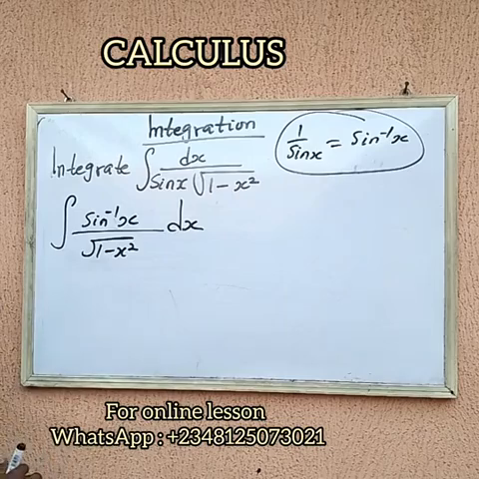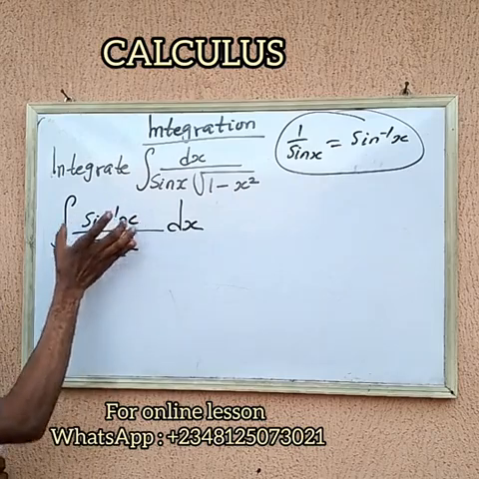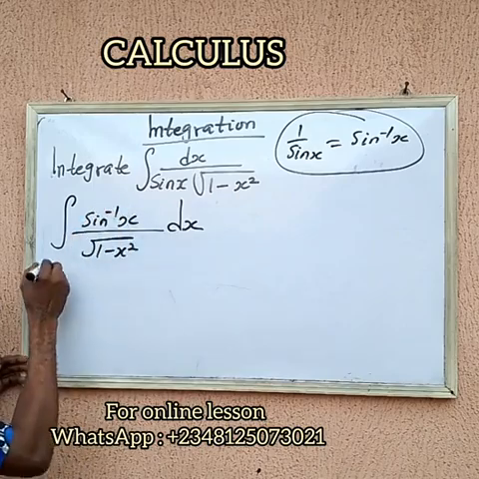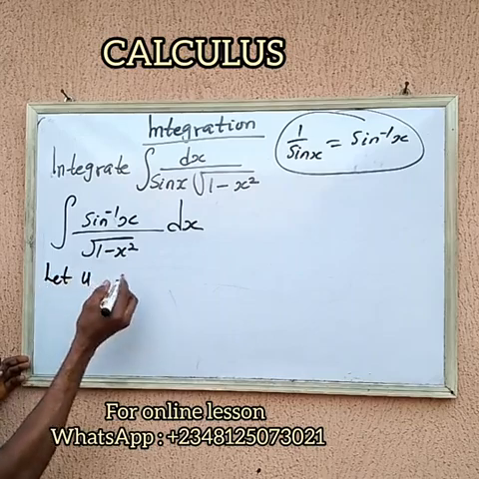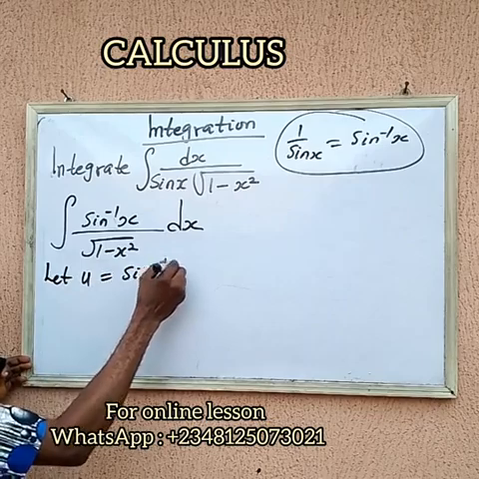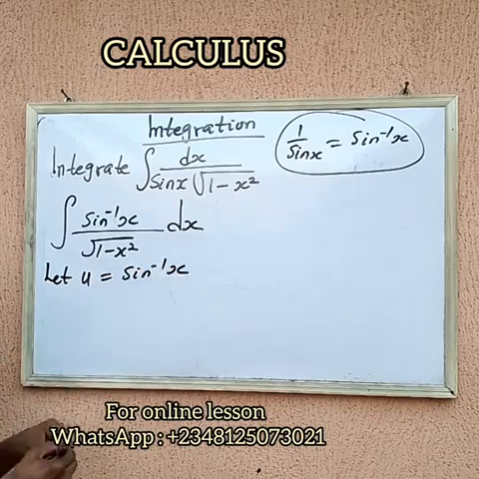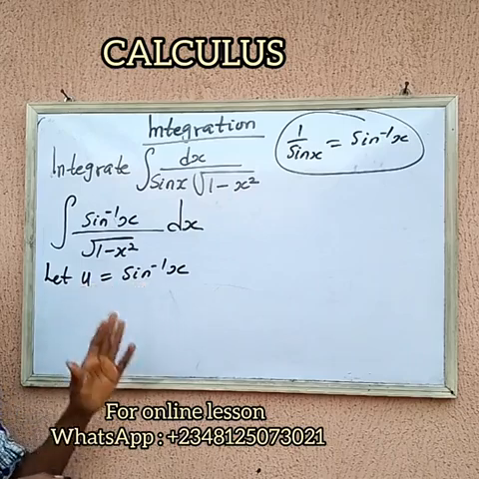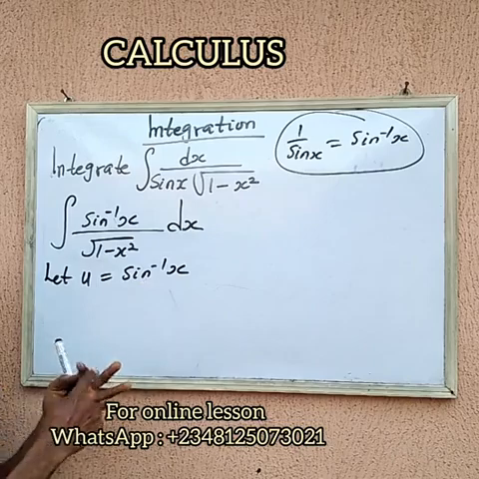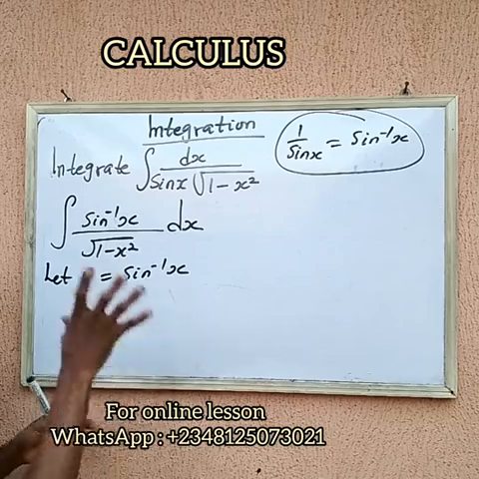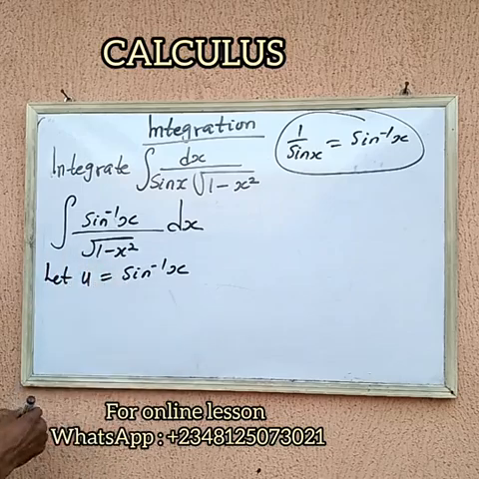Now, we are going to use substitution. We are going to let u equal sine inverse of x. So we can say let u become the sine inverse of x. Remember, the derivative of this sine inverse is standard. We have one for sine, one for cos, one for tangent. So they are standard derivatives.